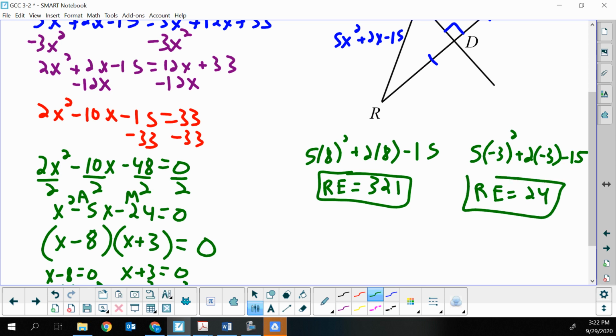So there's actually two possible answers for this one. You could get 321 or 24. If we had gotten a negative answer, then we would reject it. Okay, but by negative answer, we mean a negative geometry thing, like a segment or an angle.